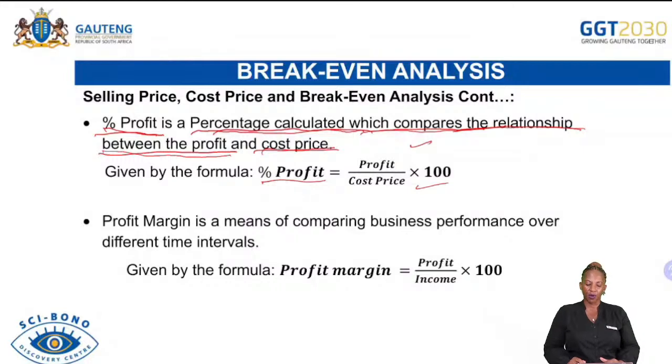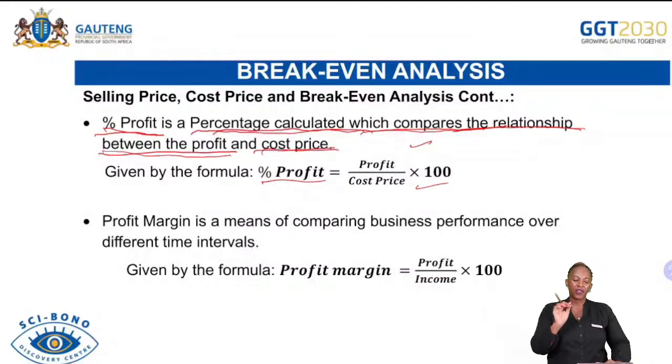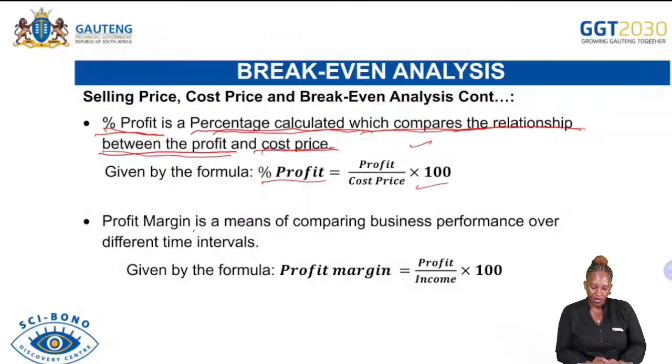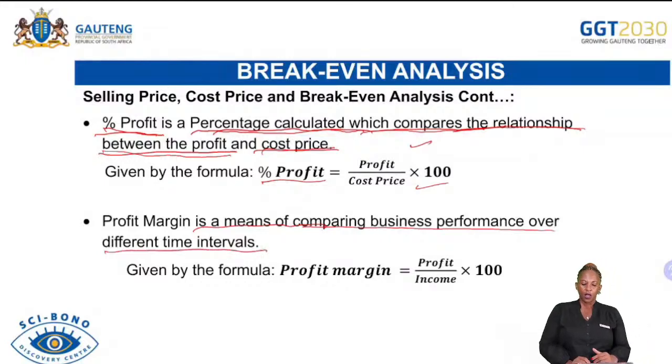When it comes to the profit margin, a profit margin is a means of comparing business performance over different time intervals. So with the profit margin, it's not only based on what we have right now, but it is over intervals. You check, okay, last month it was January, how was the profit margin? And now it's February. Now I'm able to compare the two. I'm able to compare with time intervals.